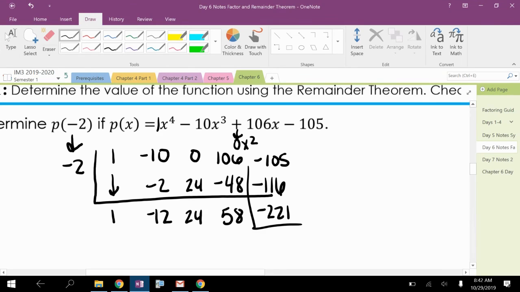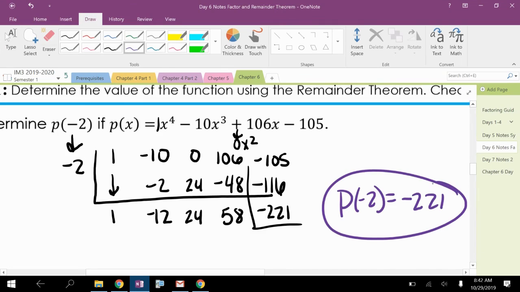Now, the question is different from yesterday. Yesterday it said, what do you get when you divide? This question just says, what's the value of -2? Well, based on what we just learned about the remainder theorem, what is the value of -2? Anyone want to make an assumption? If I were with my calculator right now, plugging in -2, what would be the answer based off of what we learned? Yeah, -221. And that's your answer.